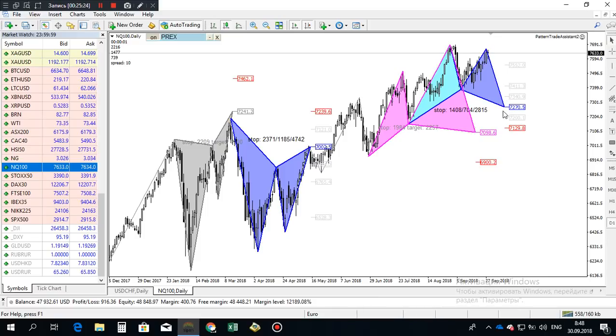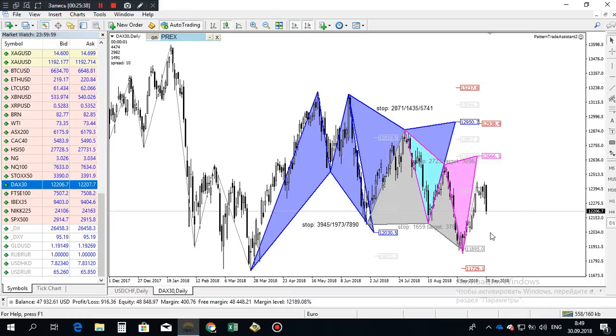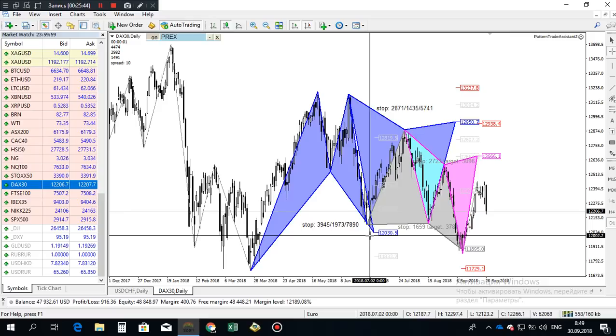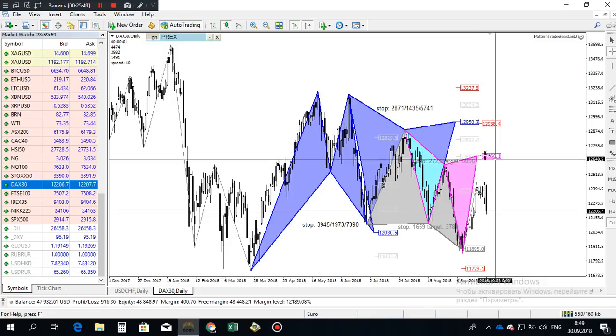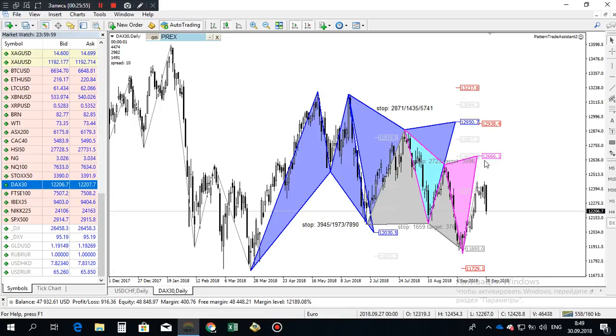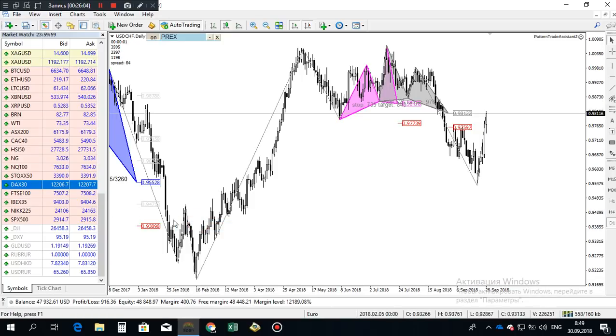Then we go to NQ100. We have a potential unified Gartley and a cipher pattern at the same time. So if it declines, I don't know if it will ever decline there, but if it declines, we'll have a pattern. DAX 30, German 30. Wonderful butterfly pattern that worked, very good. And also the larger unified Gartley worked. And we'll have a potential cipher pattern that is setting up. So if price goes here to hit this 1266, then we'll have a high probability of decline. Before that, there is nothing.